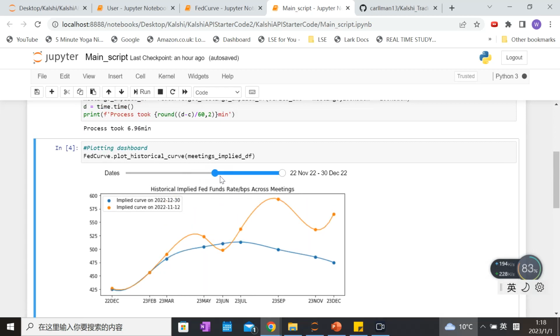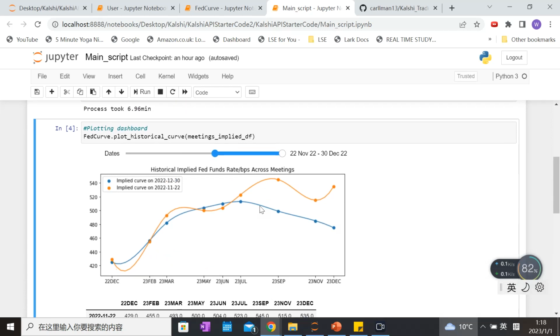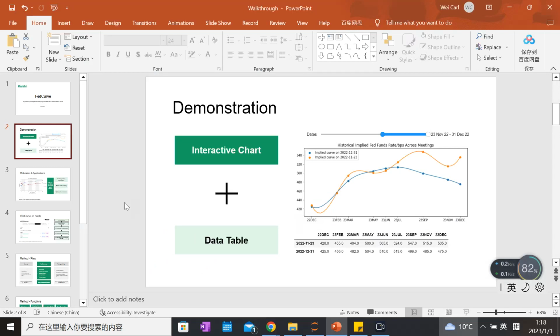You can see how the curve has changed over time. You can look at specific points in the history, or look at right now how many cuts are priced in towards the end of next year, for example.